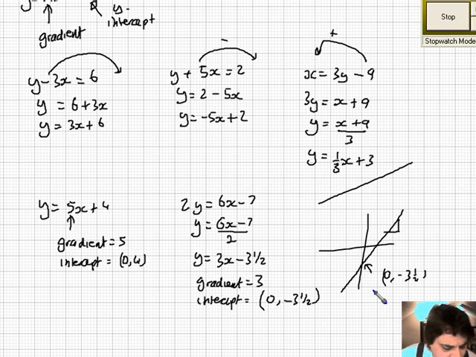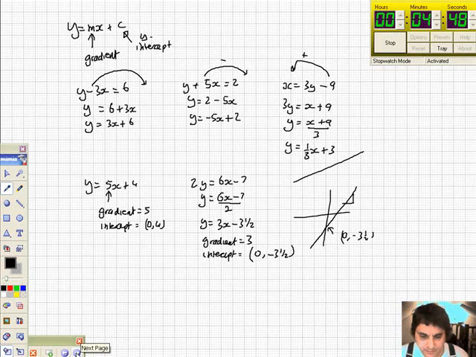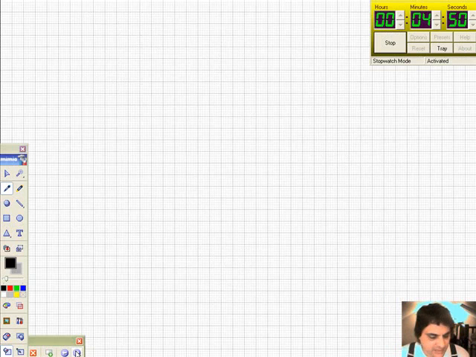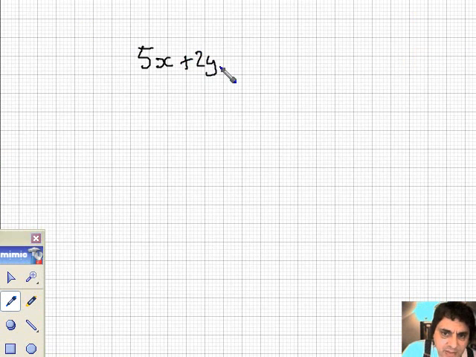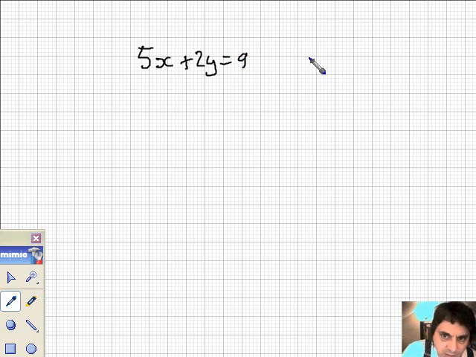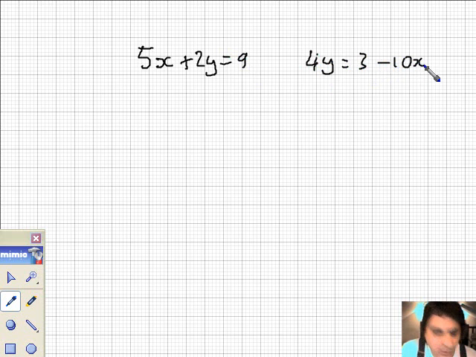I want to do question 8 because it looks a little bit tricky. Not difficult, but I want to do it for you anyway. It says, show that. Now remember from other videos, show that is tricky, so you've got the answer ready to go. That plus 2y equals 9, and I've got to show that with this equation, 4y equals 3 minus 10x, they both have the same gradient.